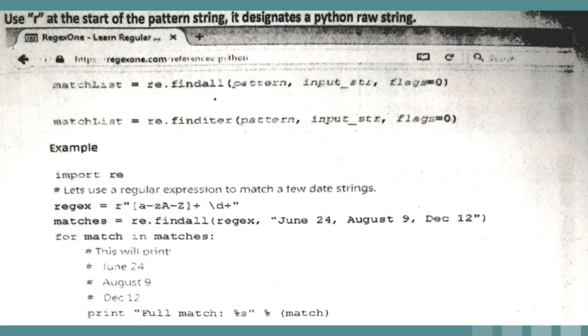As we all know, whenever we use the find all function, the result is stored in the form of a list. So if you want to display the list, we can make use of a for loop. That's the same thing they did: for match in matches. Whatever result is stored inside matches will come one by one into match. Now just see the last line, the print statement: print within double quotes full match colon %s and match.